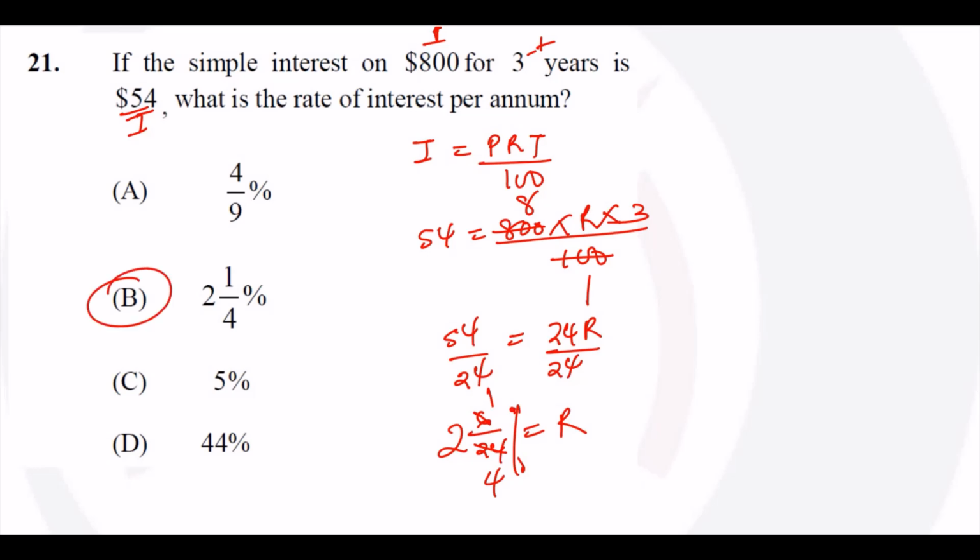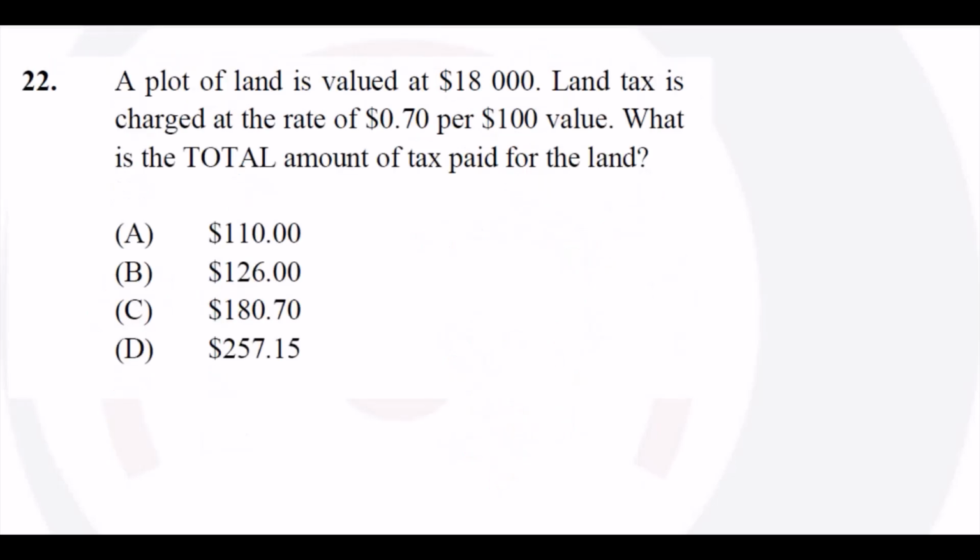So you just need to know how to transpose the formula or work with what you have to find what you want to find. Question 22. A plot of land is valued at $18,000. Land tax is charged at a rate of 0.70 cents per $100 value. What is the total amount of tax paid for the land?